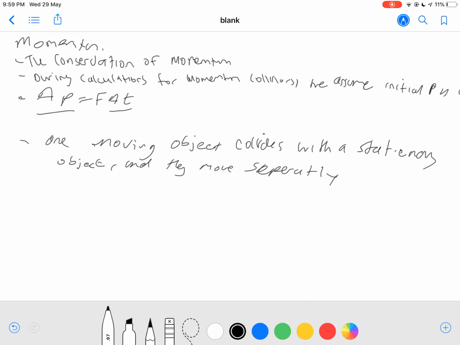In these types of questions, you have the mass of the moving object, we'll call that m1, multiplied by the velocity of the moving object, plus m2, the mass of the second object, which is stationary, times 0. That's going to equal the initial momentum.